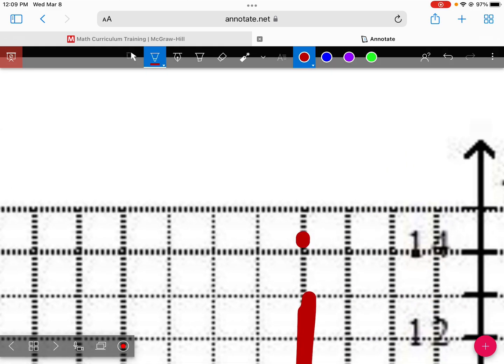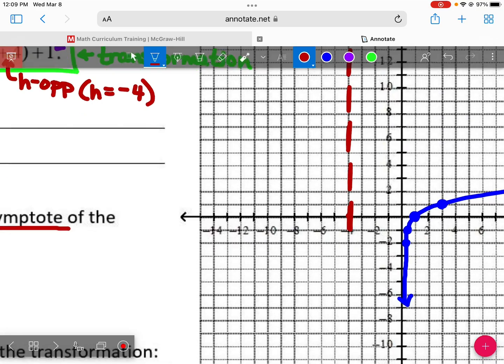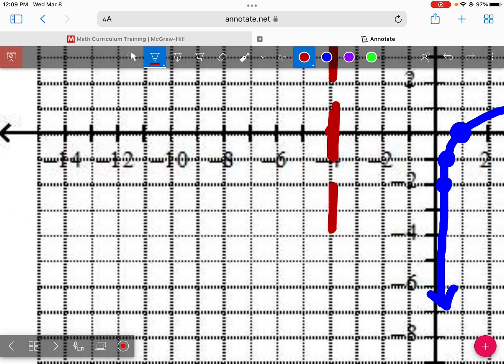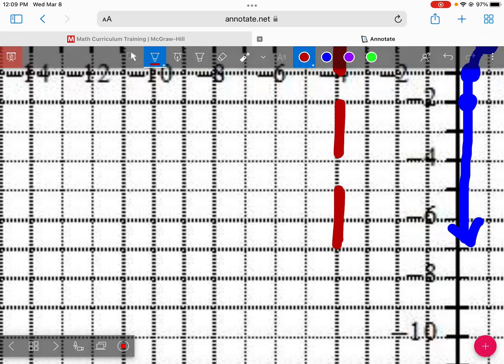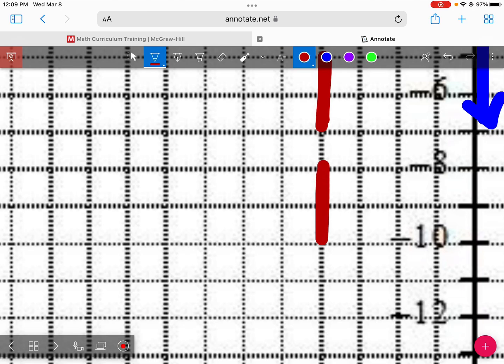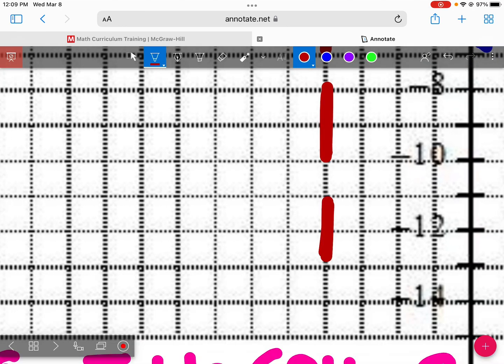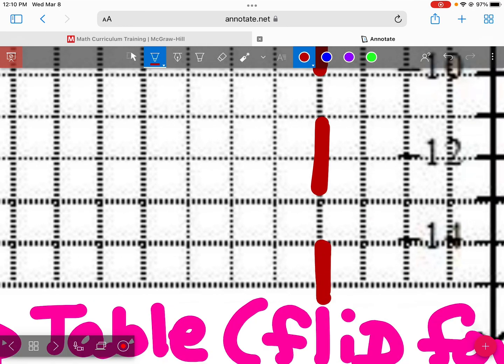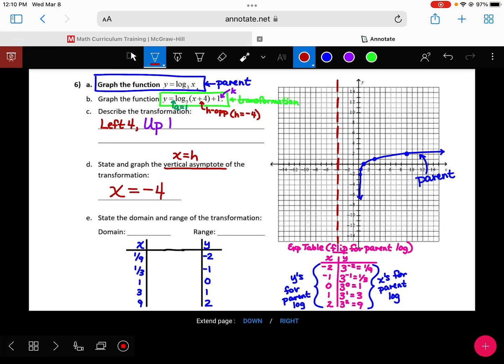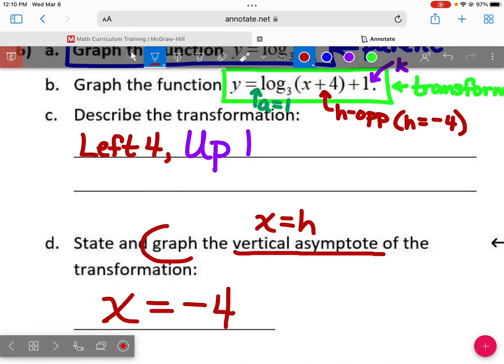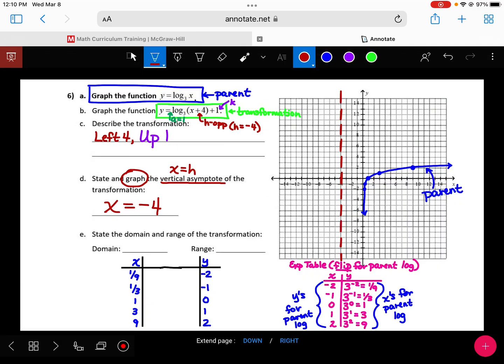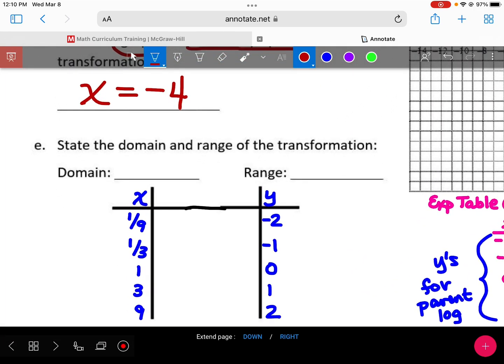Guys, please don't forget these graphing problems are usually big money points because there's a lot of things to do on them. This was kind of the make it or break it question on the last test. You have been asked to not just state, but to graph that. So we have to include it on the graph. All right. Let's graph this transformed function.